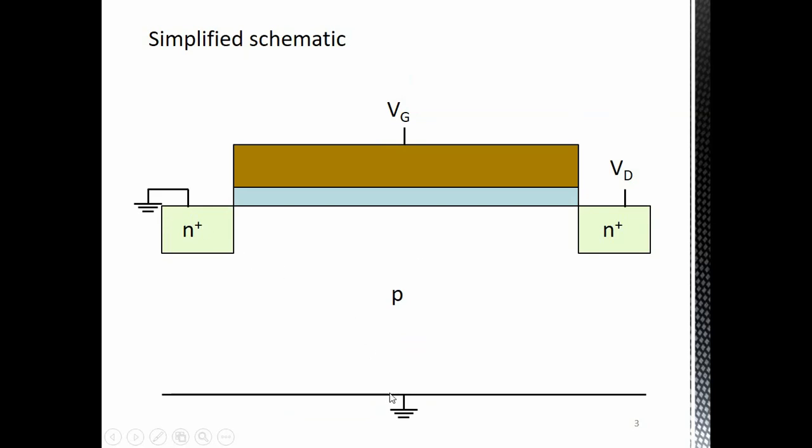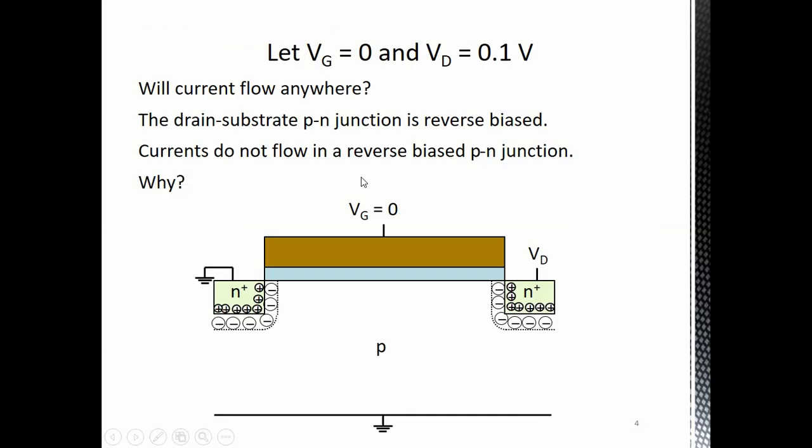And for this lecture, we'll assume that the source is grounded, the body or the substrate is grounded, and we are going to vary the gate and the drain voltages. Okay, so let us begin by applying a zero gate voltage and a very small drain voltage, and ask ourselves a couple of questions.